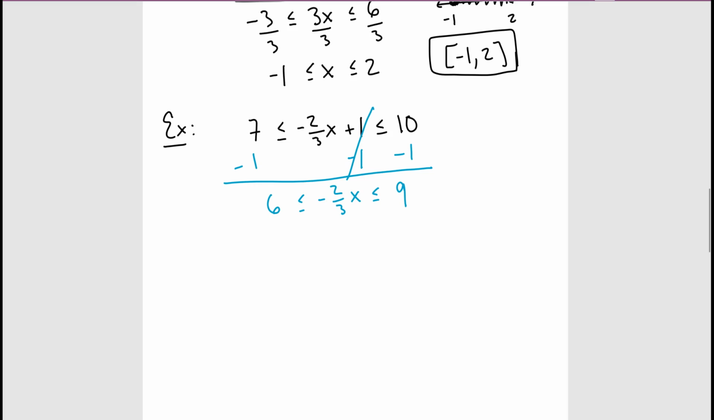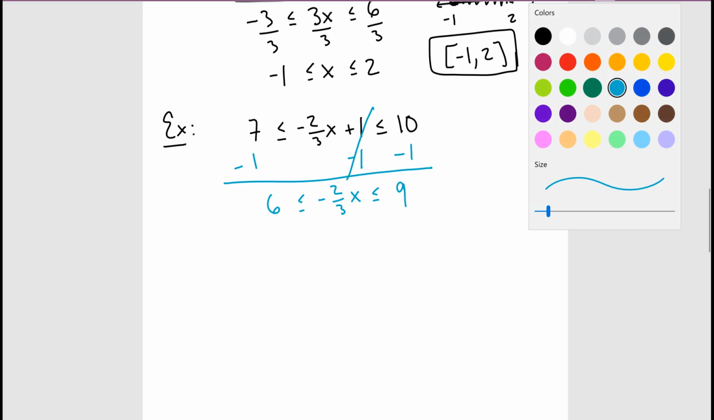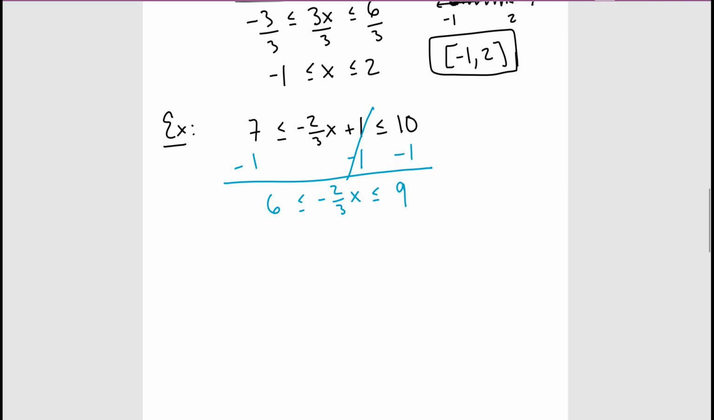Now what we want to do is get rid of this 3 on the denominator. Since the 3 is on the denominator, I'm going to multiply every single thing by 3. This gets a 3, this gets a 3, and this gets a 3. So here I'm going to have 18 less than or equal to, the 3's will cancel out here, and all I'm left with is this -2x. And then I'm going to get a 27 over here.